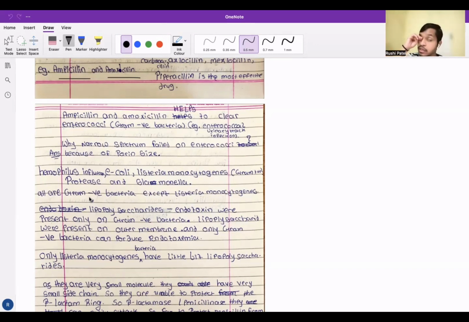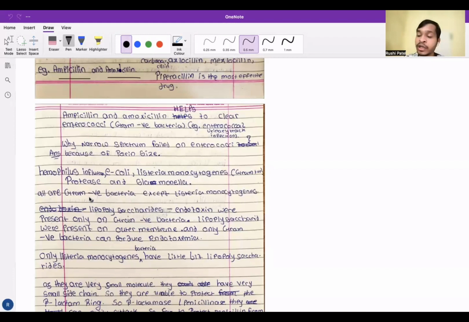Now we will discuss the endotoxins. Who has the endotoxins, gram-positive or gram-negative bacteria? Pause the video and answer it. Gram-negative bacteria have the endotoxins because they have the outer membrane. The outer membrane is made up of lipids, and on the outer membrane there are lipopolysaccharides, which release the endotoxins.